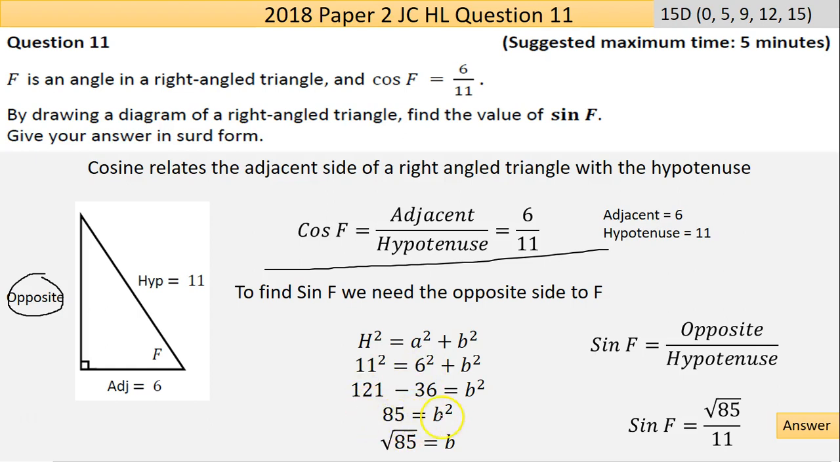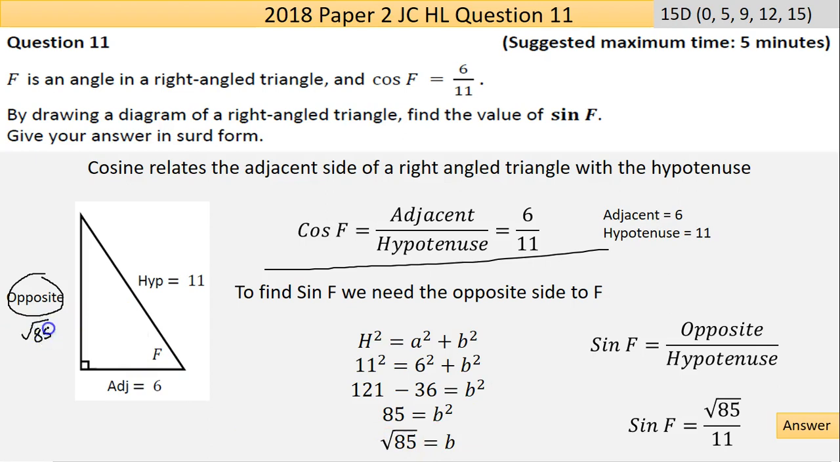Now 85 is equal to some number squared. To find that number, bring the square across. The equals changes to its opposite, which is the square root of 85. If I put that through the calculator, I get a decimal, so I might as well leave it in square root form. I now know that the length of the opposite is the square root of 85.